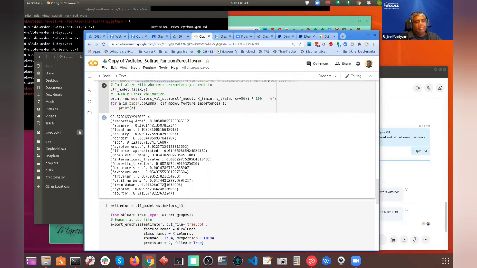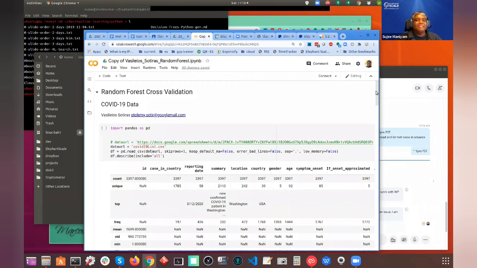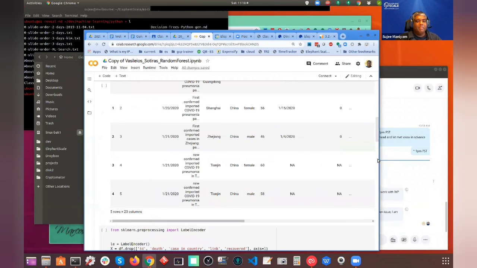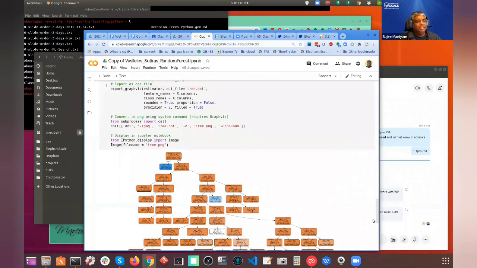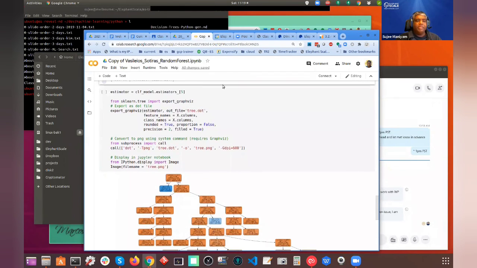Exactly. I'm just looking at this, and I can say it's pretty interesting. The highest one is age, then location. These I can understand. These could be very important, right? Very good. I like this data set, and it's timely. I know it's a little depressing, but it's real world data. I like the tree. Very cool. So that's random forest.